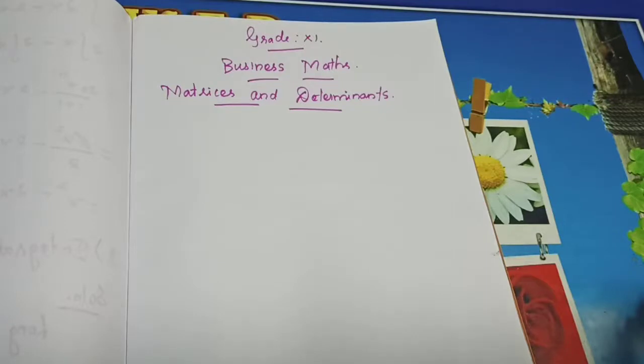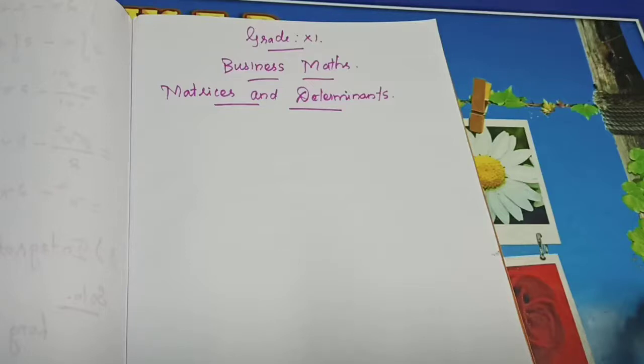Welcome to today's grade 11 business mathematics class. In our last class we learned about matrices and determinants. Now we are in the last section of the first chapter, that is the Hawkins-Simons condition. In our last class I explained what the Hawkins-Simons condition, input output analysis, and the technology matrix are. I gave some homework for you. I hope you all completed your homework. Let's move to today's class.